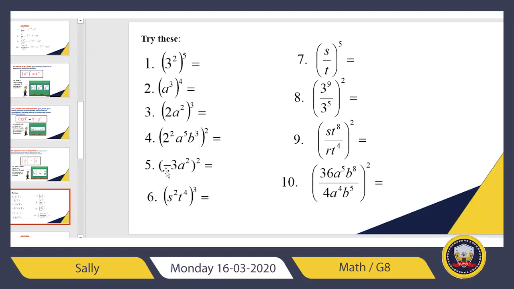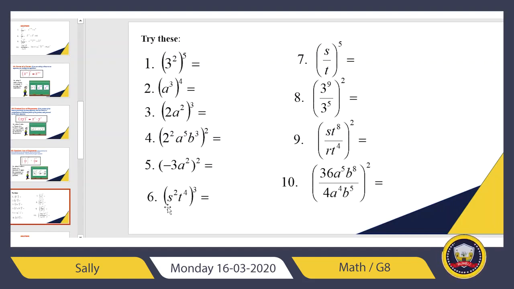Here, if I have negative 3, A power 2, all to the power of 2, I will just distribute this 2. Negative 3 means negative 3 to the power of 1. So 1 times 2 is negative 3 to the power of 2, A to the power of 4.